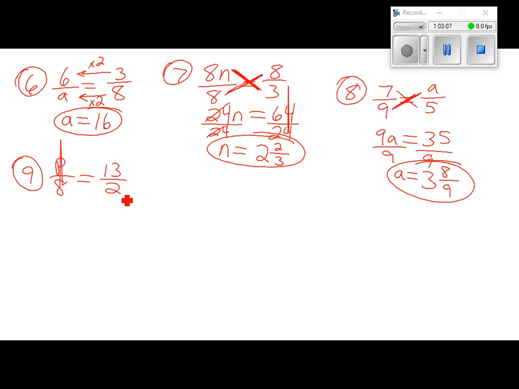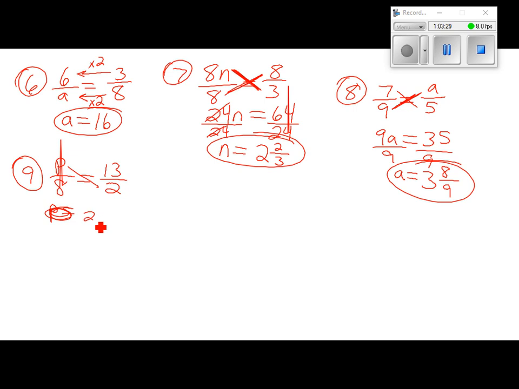This one, could you maybe do this one sort of in your head? What do you got to do to get from 2 to 8? Times by 4. So what are you going to do to the 13? Times it by 4. What do you end up with? 13 times 4. Maybe we shouldn't do it that way.